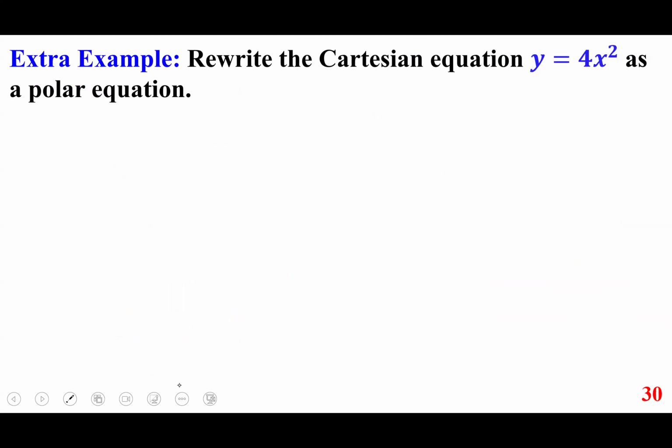I'd like to look at this extra example. Rewrite the Cartesian equation y equals 4x squared as a polar equation, just reminding you of what we know about that.